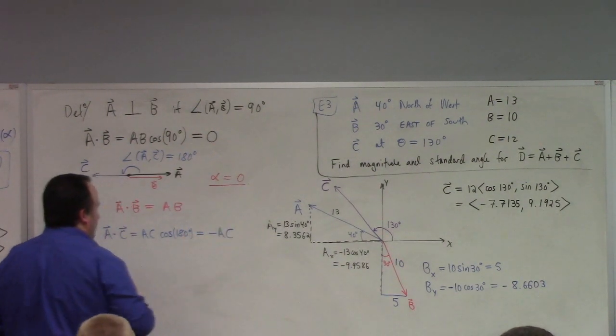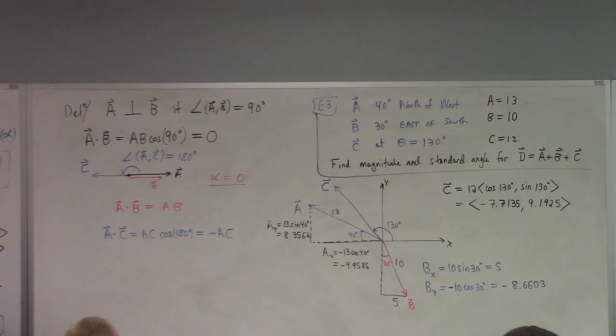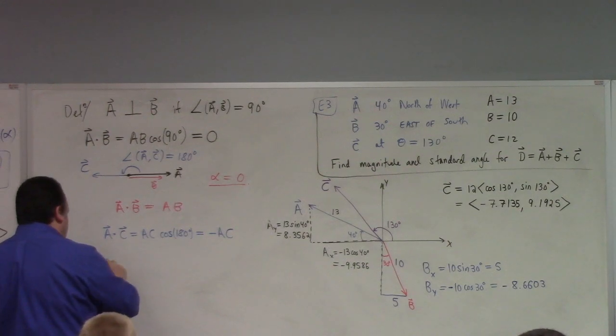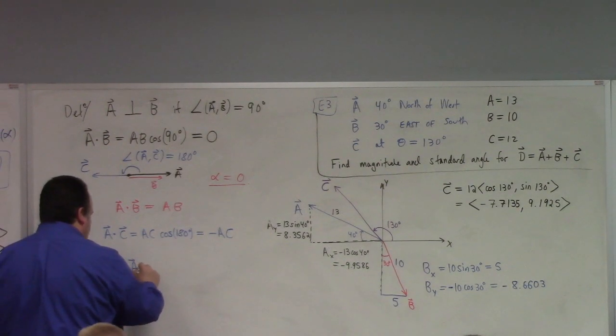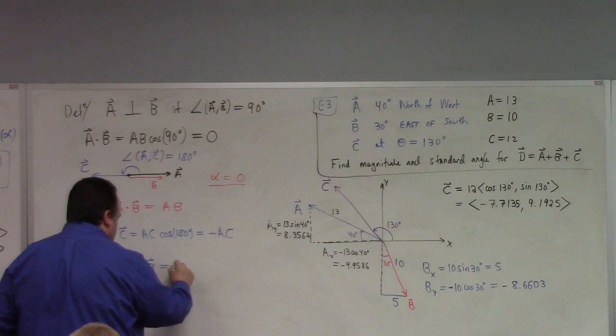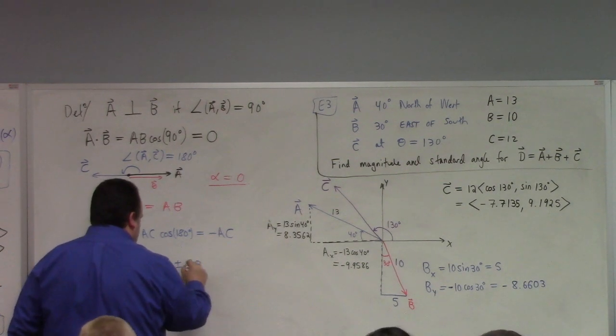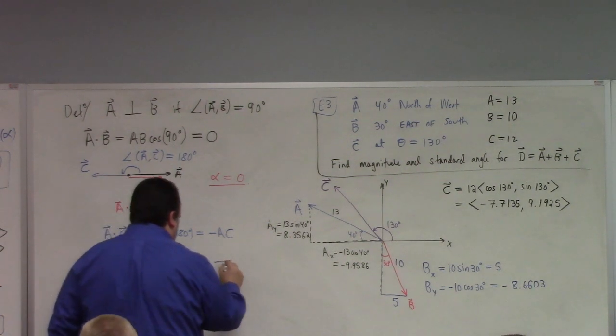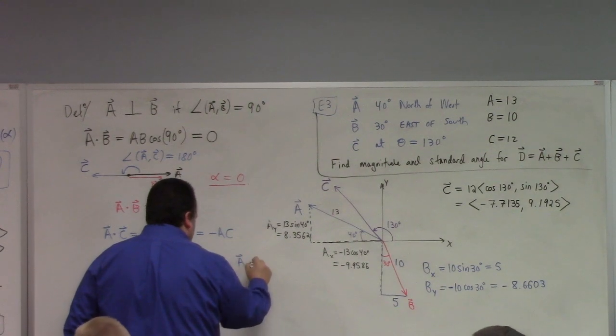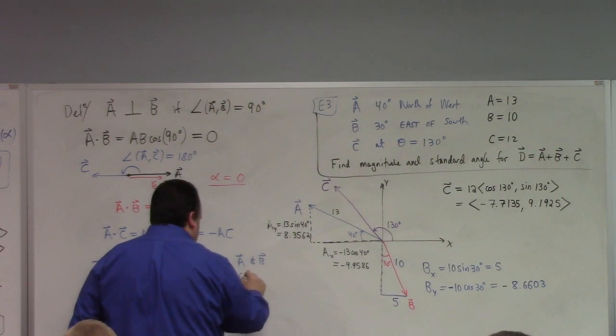It's -1, right? So that would give you A dot C is minus the product of the magnitudes. So to summarize, here's a little theorem for you: A dot B equal to plus or minus the product of the magnitudes implies A and B collinear.